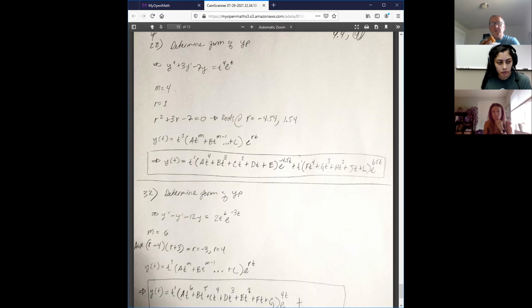And then notice your polynomial in front of your e to the t at the top. It's t to the fourth, which means you need a fourth degree polynomial. So you did that. At to the fourth, and then everything below it, bt to the third, ct squared. And then what's that last thing? The t out front. Yeah. So when do you do that?